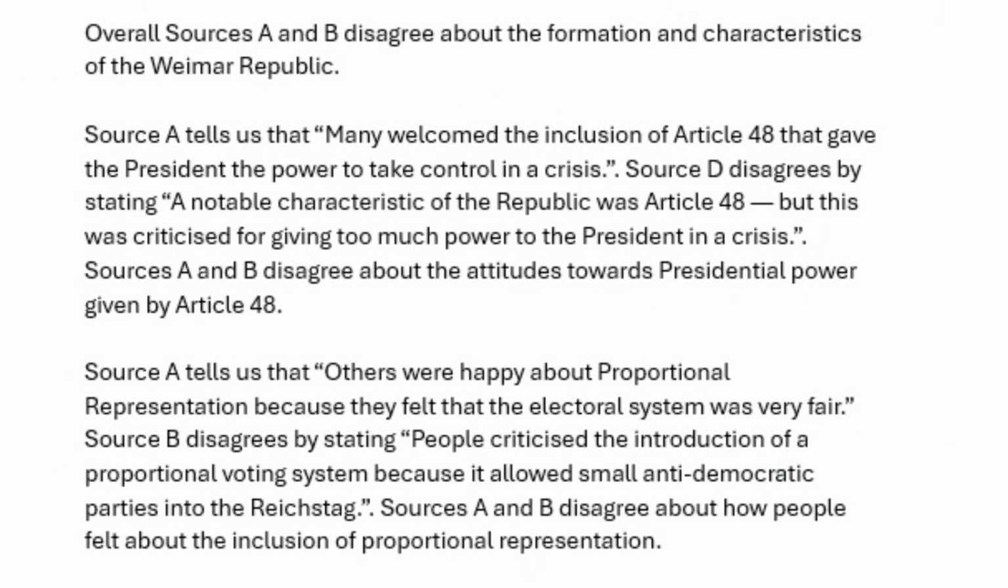And here I have my completed answer. I've got my overall conclusion to start with, I've got my developed comparison about the attitudes towards presidential power given by Article 48, and I've written one more developed comparison about how people felt about proportional representation. Again, I've completed the second paragraph as I did with the first, and that hopefully will get me 4 marks out of 4, and hopefully it will help you get 4 out of 4 in each of the comparison questions you try. If you apply this method, you shouldn't go too far wrong.